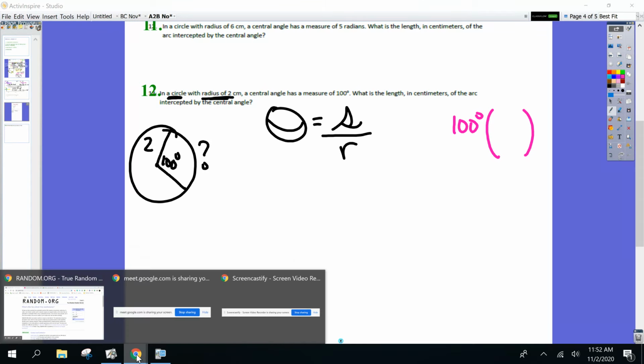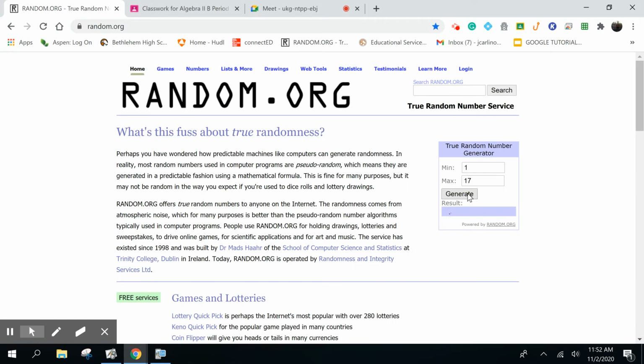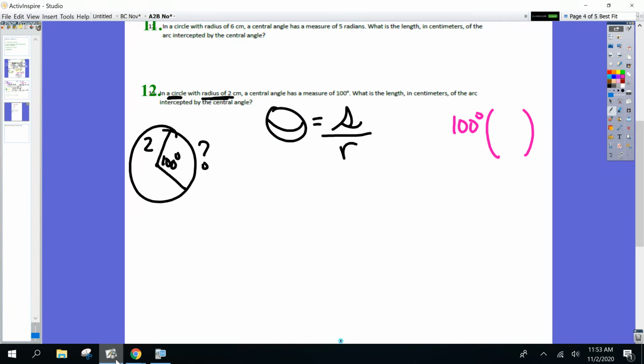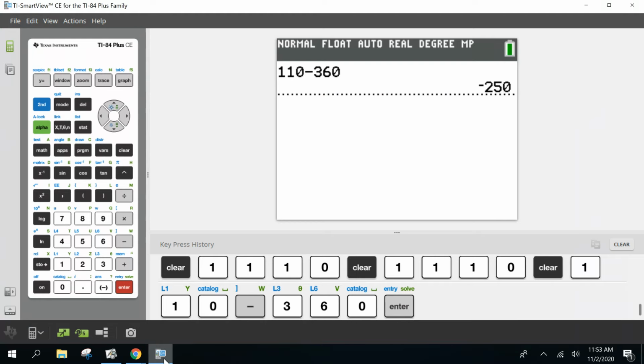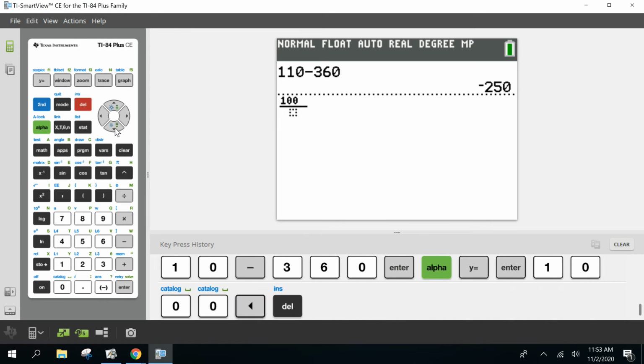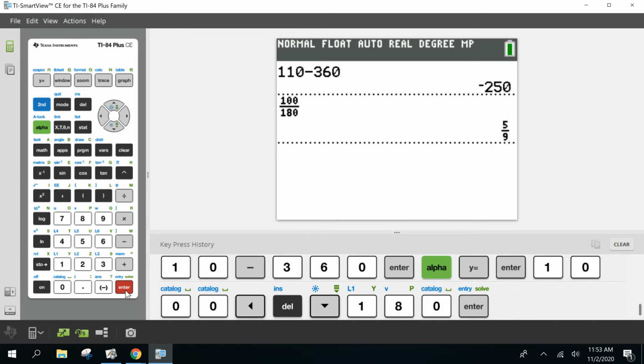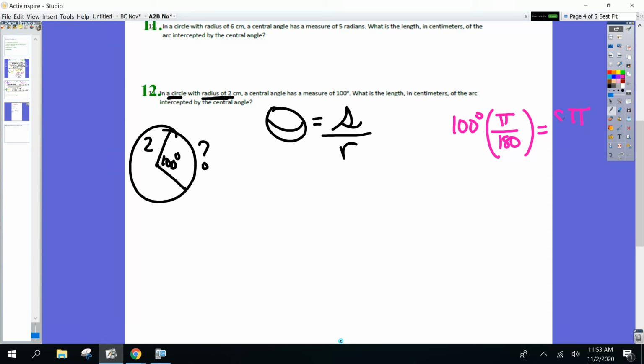What are you multiplying by? What does it say to multiply by to go from degrees to radians? Mason, what do I have to multiply by? Pi over 180. Good job. We talked about that already today in the first problem. Leave the pi in your answer. And now go to your calculator and reduce 100 over 180. 5 pi over 9. That is what's going to go in for theta.